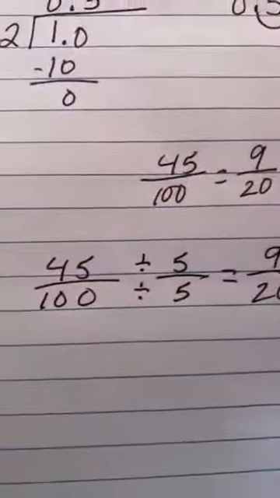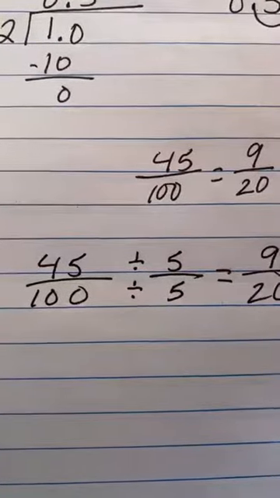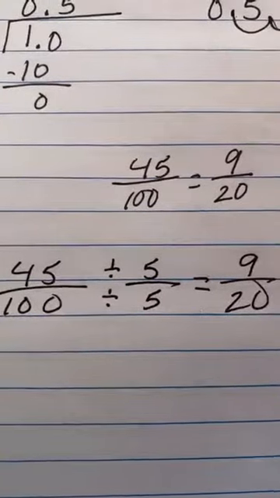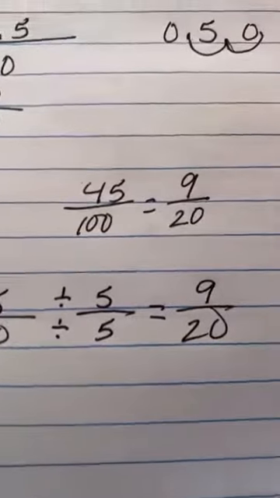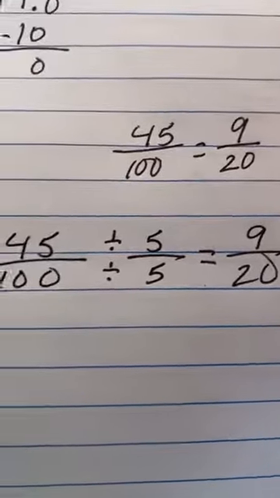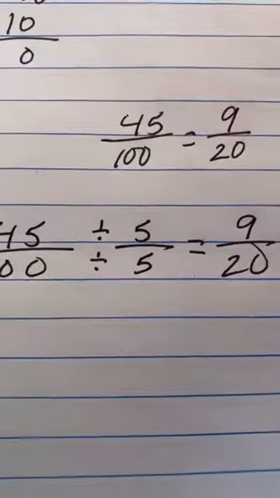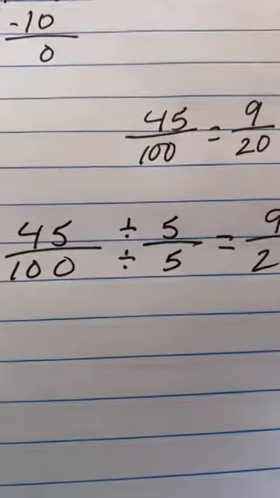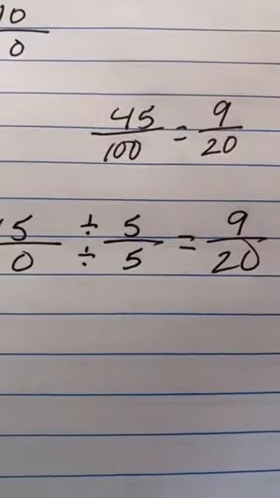That is how you will work this out, okay? See, I have 45 over 100. They both can be divided by 5, okay? They both can be divided by 5. So 45 divided by 5 is going to give me 9. 100 divided by 5 is going to give me 20.